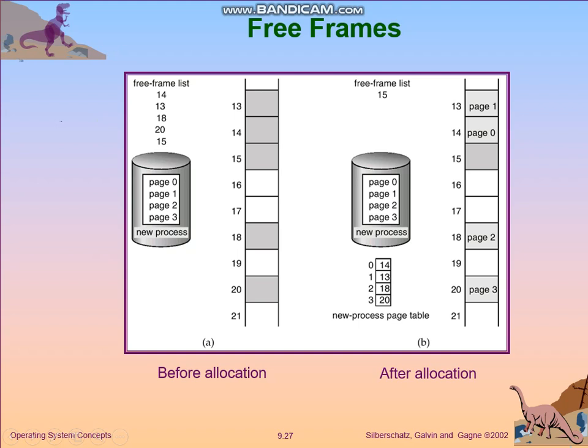Suppose you need to retrieve a process. You need to retrieve page 0. First I need to look into the page table, so I need to find out where this page table is. This page 0 is there in the 14th frame. So if I want to take out this page 0 from the physical location, two memory accesses are required. One is for the page table and the other one is for the frame.